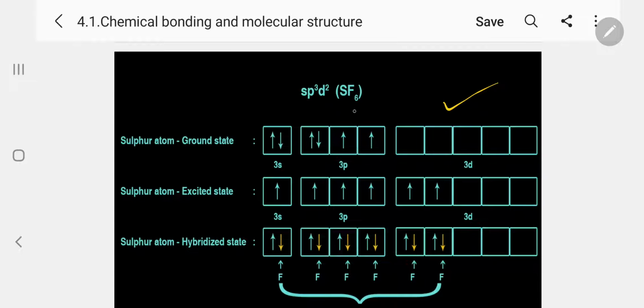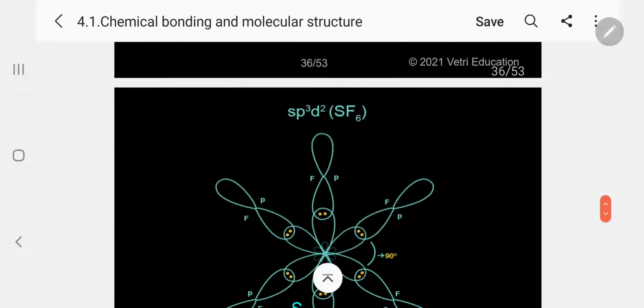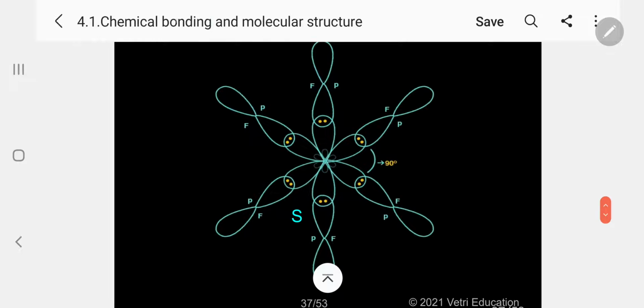So what will happen now? How are 6 atoms attached? Only 2 unpaired electrons are here. So the paired electrons get unpaired. Now we are getting totally 6 unpaired electrons in the excited state. So 6 fluorine atoms donate a single unpaired electron, forming these hybrid orbitals. The sp3d2 hybrid orbital is forming. Kindly follow. Now see the shape. What is the shape of this one? The bond angle is only 90.